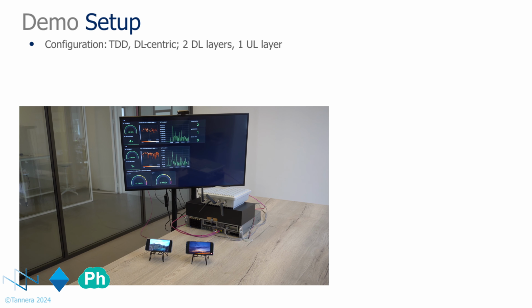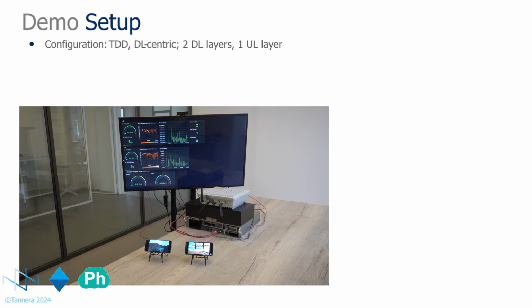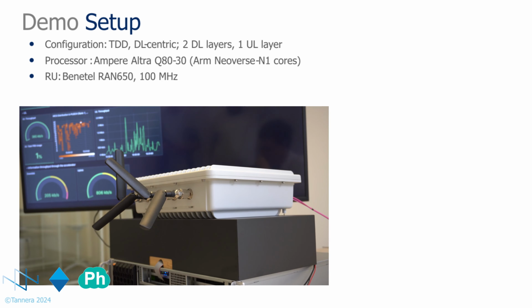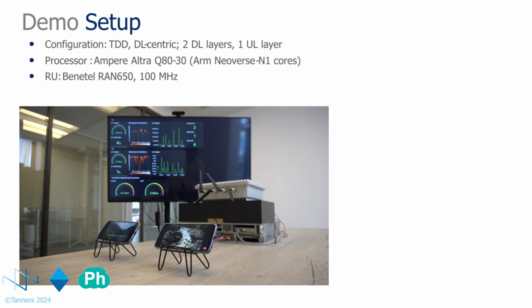First, let's briefly describe the demo setup. The private 5G RAN solution is deployed on a general-purpose server. The server is based on an Ampere Ultra processor with ARM Neoverse N1 CPU cores and runs Ubuntu Server operating system. It is connected to Benetel's RAN 650 commercial RU via a 10 gigabits per second optical link. Commercial UEs are used for end-to-end functionality demonstration.